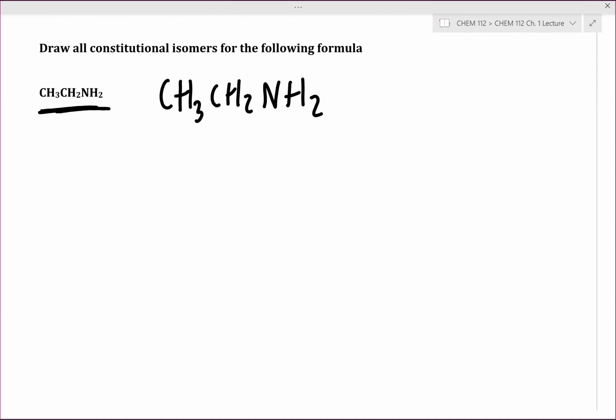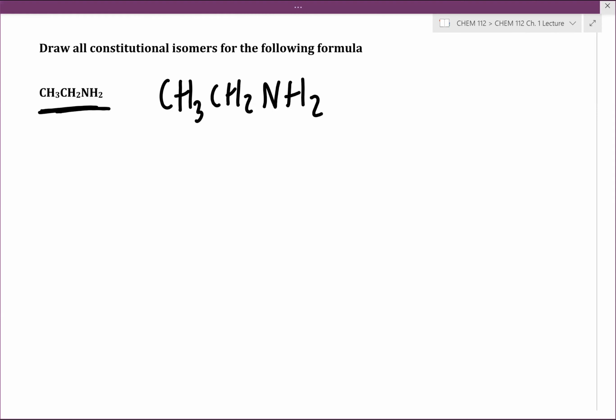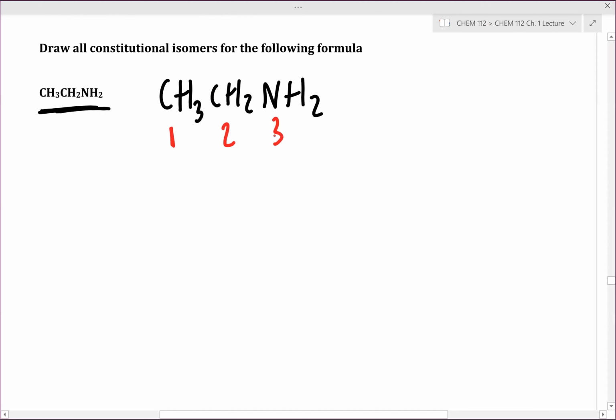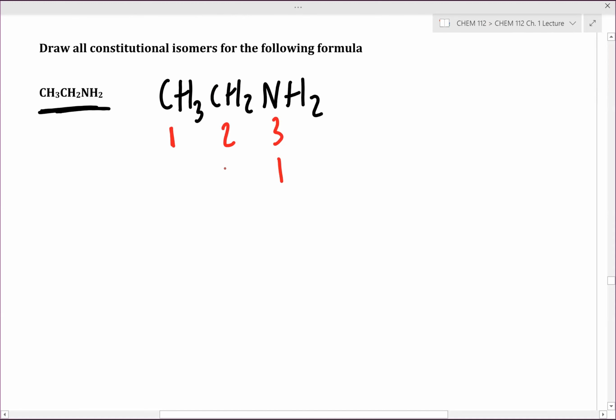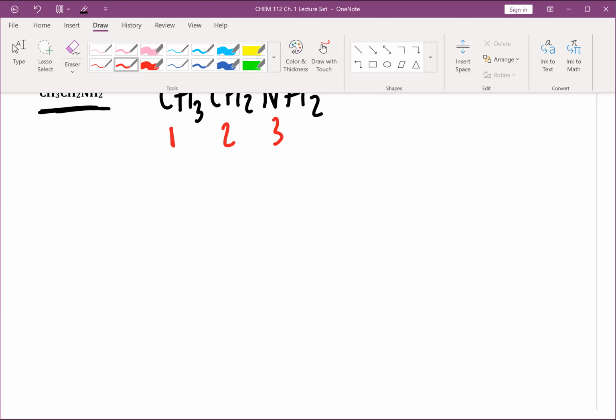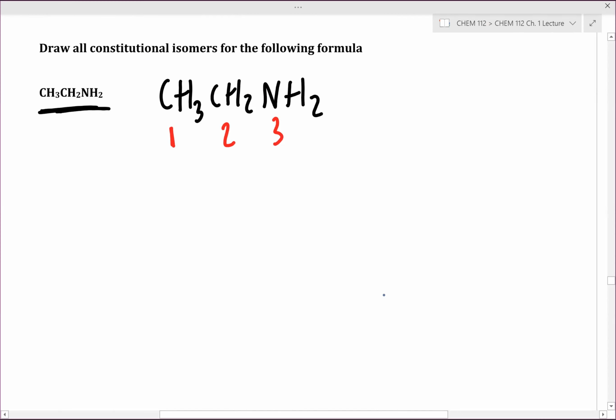You'll be dealing with a very similar formula with substantially more constitutional isomers. So just to showcase our numbering method, I'm going to think about it from the perspective of atom swaps. So 1, 2, 3. Okay, 1, 2, 3.